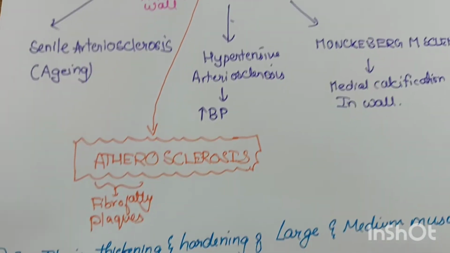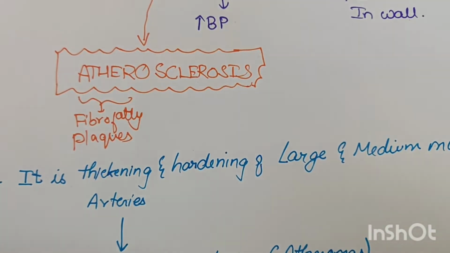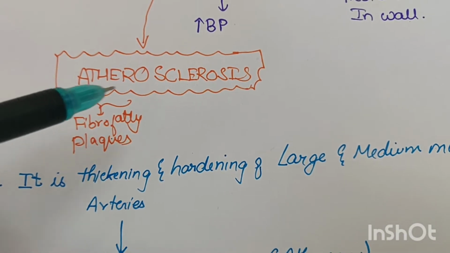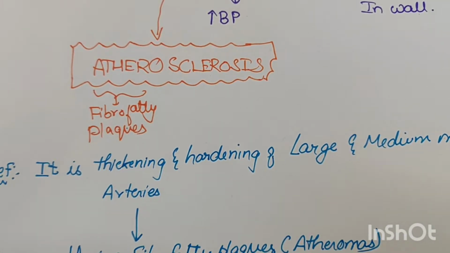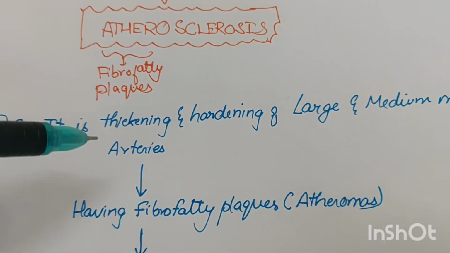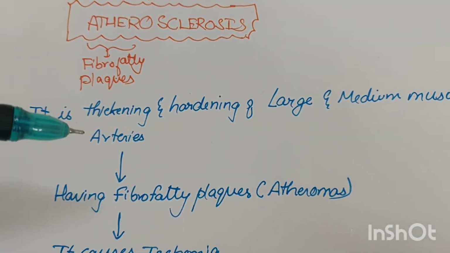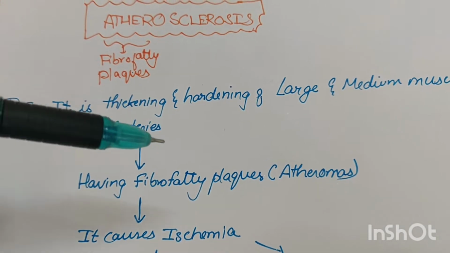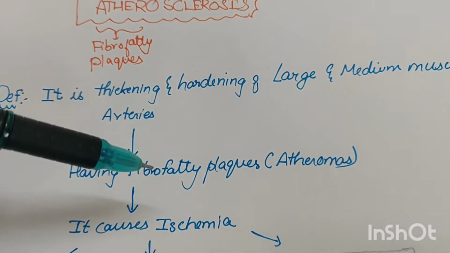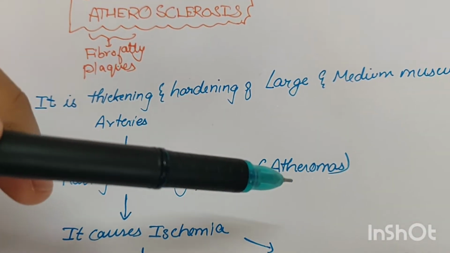And the main category we are going to discuss today is atherosclerosis, where athero means fibrofatty plaques, and by definition it is the thickening and hardening of the large and medium muscular arteries. In the intimal layer we have fibrofatty plaque formation that is called atheromas.